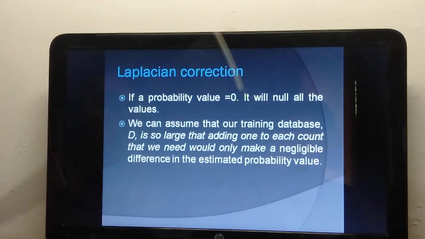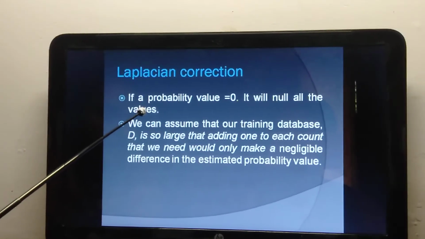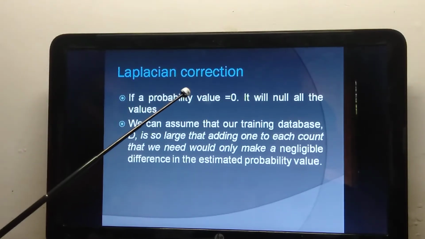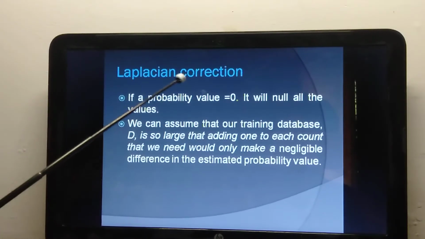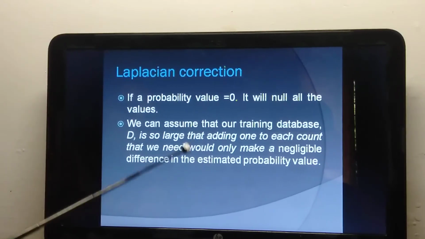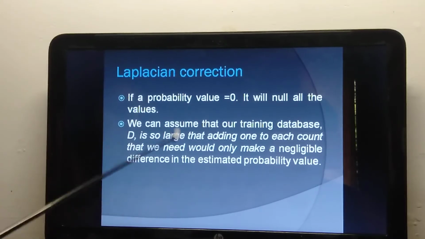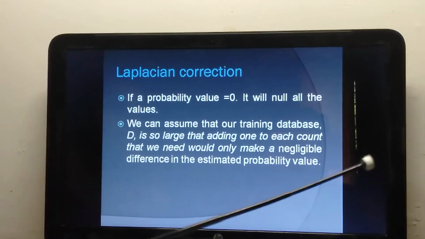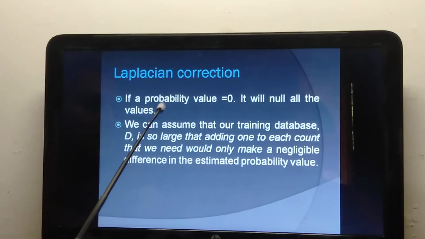Laplacian correction. Now what will happen if for a particular value in my database there is nothing? Okay, it is 0. We have 0 number of classes for a particular set of values in my database. For example, for middle-aged, we had 0 number of no's. You remember, we had 0 number of no's. So if we have 0, the probability value will be equal to 0. It will null all the values. So when you multiply, you will get all the values null. Okay, so this is a problem.